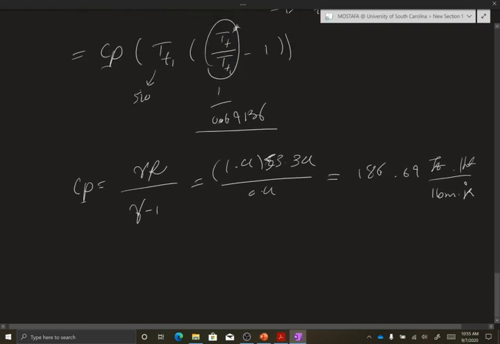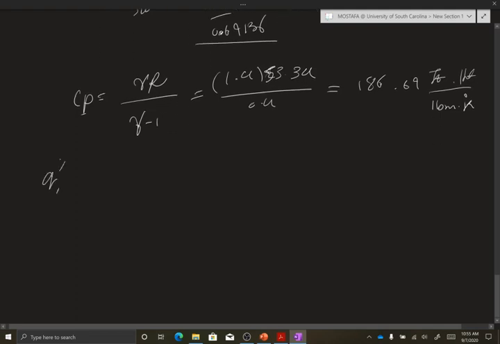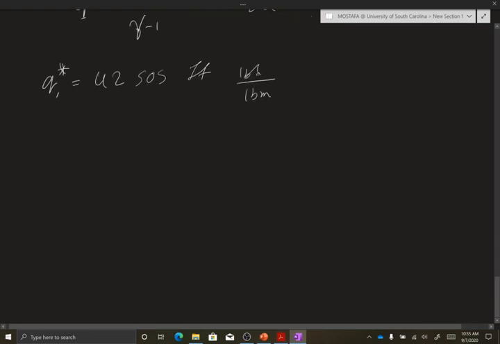Okay, so using these values, and we have the TT1, 510 Rankine, we can find Q1 star to be 42,505 feet pound force over pound mass. So for this specific inlet, this is the value you are going to get at the exit. This is the heat rate you're going to need to get a choking condition at the exit.